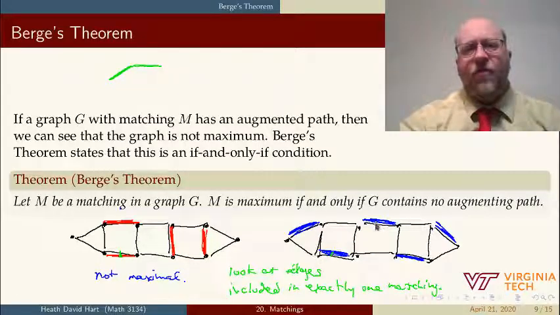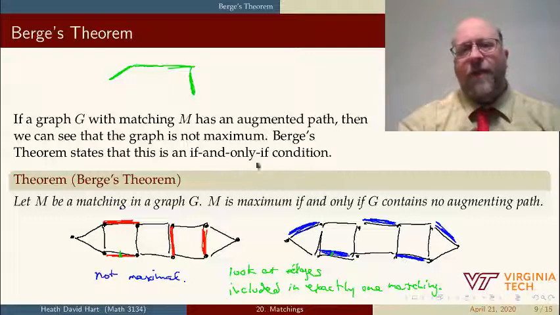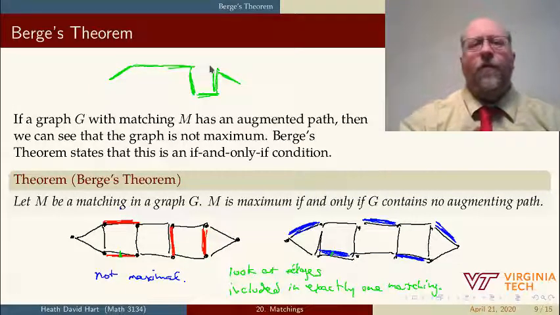This edge is included in exactly one matching. This edge down here is included in exactly one matching. This edge down here is included in exactly one matching. This edge up here is included in exactly one matching. And this edge here is included in exactly one matching.